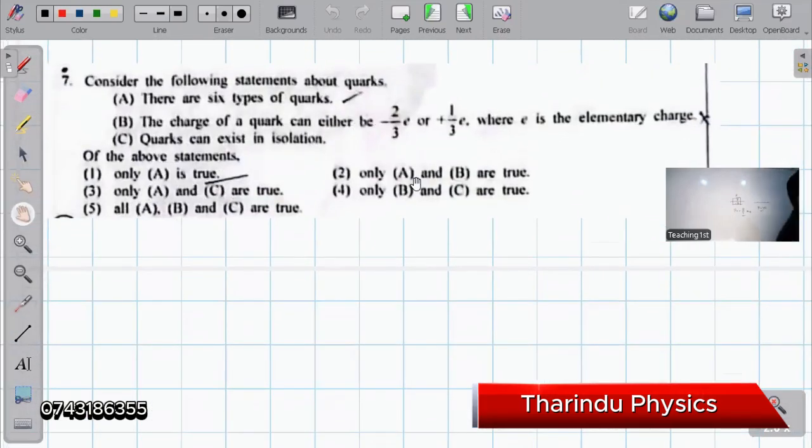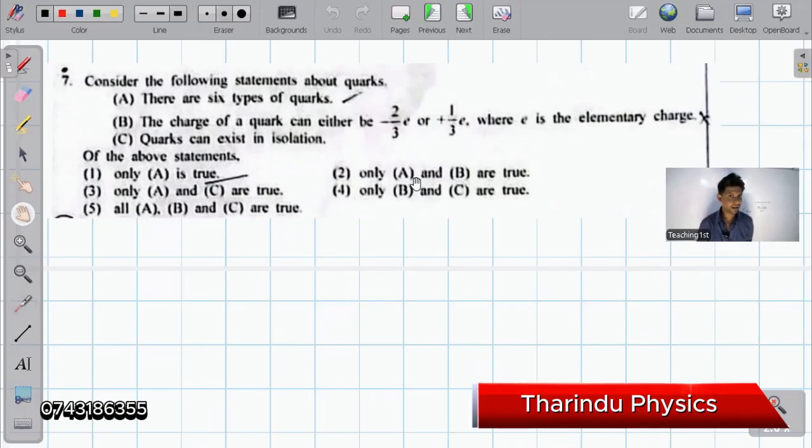Consider the following statement about quarks. There are 6 types of quarks. Yes, 6 types of quarks: up, down, charm, strange, bottom, top. The charge of the quark can be minus 2e or plus 1 over 3e, where e is the elementary charge. Yes, that is true.